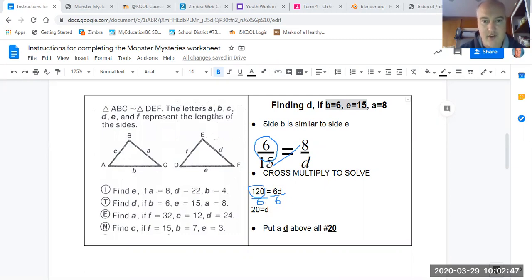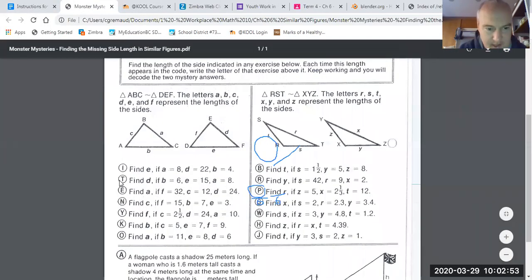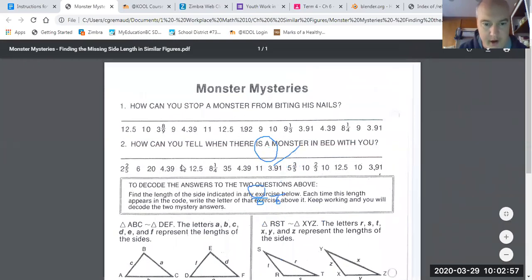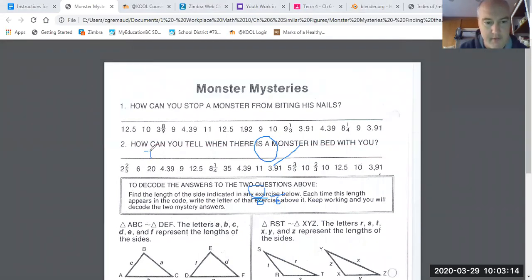20 is the answer. So if I were to go over now to my monster mysteries, I can see that the letter that corresponds with this answer is T. So I'm going to scroll up here, and I'm going to look to see where the number 20 is. And there's only one occurrence of it, so I'm going to write that letter T right above the number 20. So hopefully that makes sense to you.